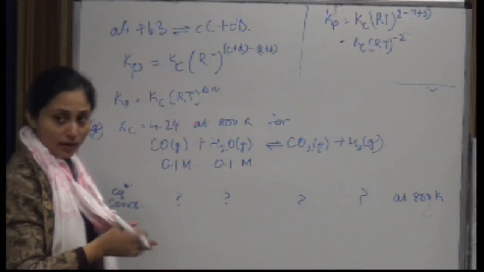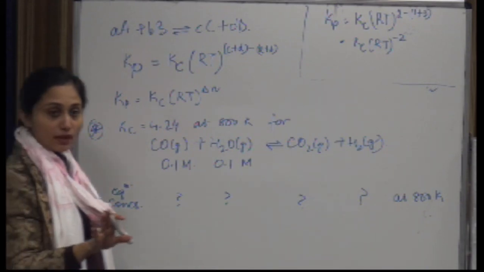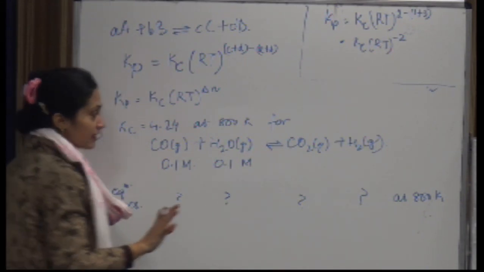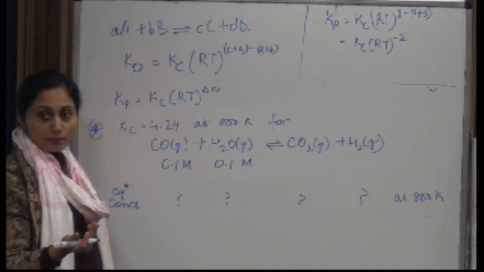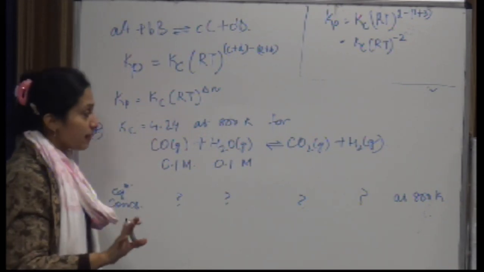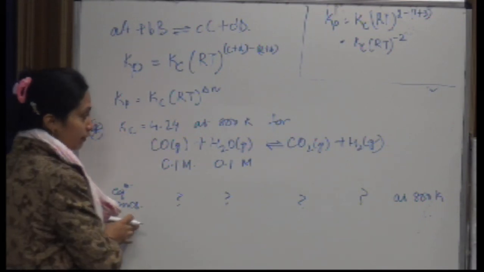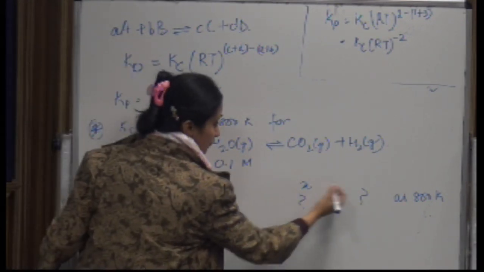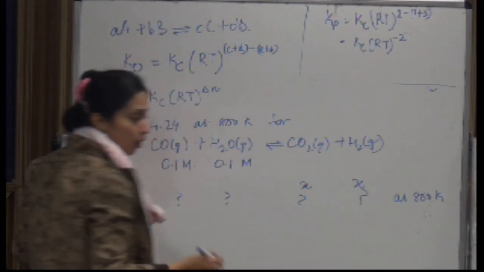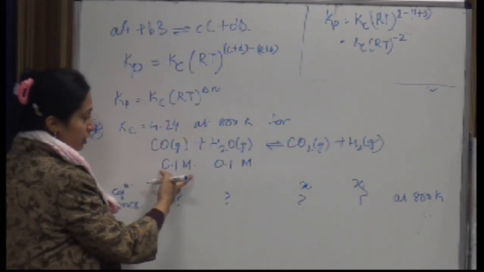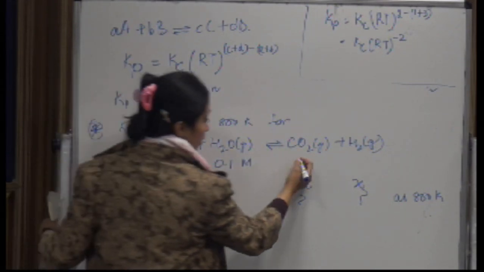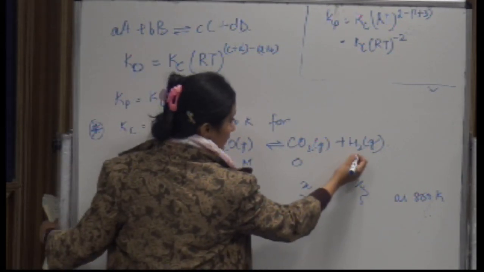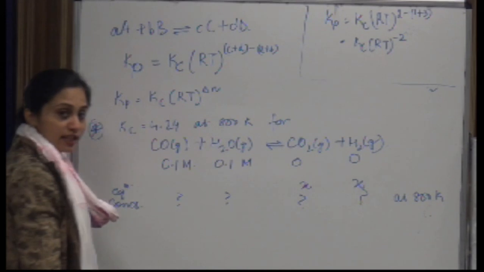All the questions that I am taking up today are picked up from your book only. If you understand the basic methodology of one, you can tackle all the others because they are not that difficult at all. Remember that at equilibrium, let x moles of CO2 and x moles of H2 be formed. Those are the initial concentrations: we started with 0.1 molar CO and 0.1 molar H2O. So the concentrations of CO2 and H2 initially must be 0 and 0.